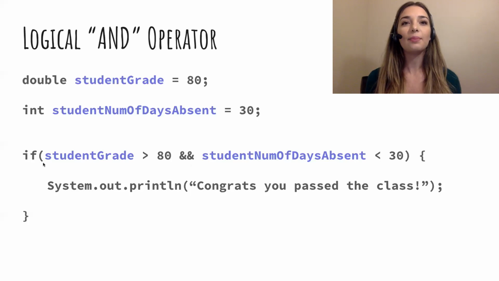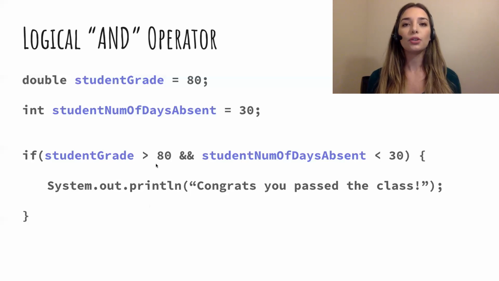We would have an if statement, and it would say student grade is greater than 80. So we need to check that the student grade is greater than that threshold, which is 80. And this is the and part. The student's number of days absent must be less than 30. So you can't be absent 30 or more days. So if both of these conditions are met, then the student has passed the class. If either one of these does not evaluate to true, then we will not make it into this code and the student will not have passed the class.